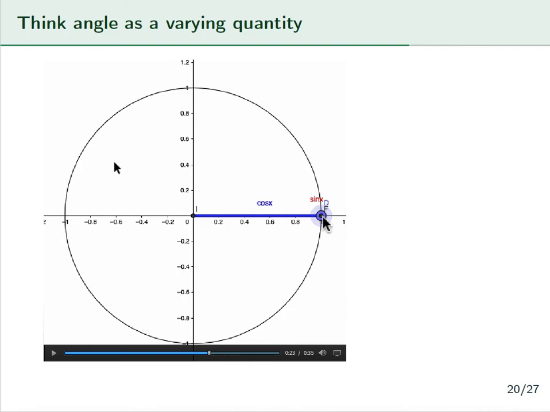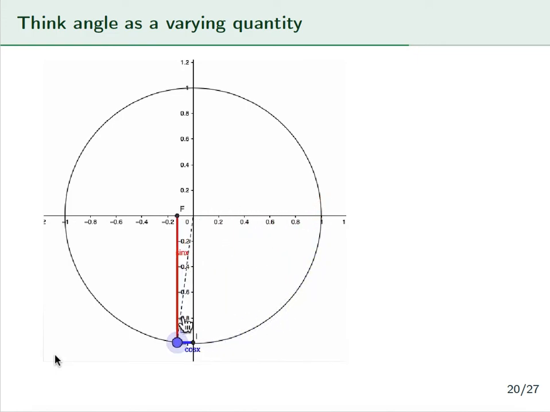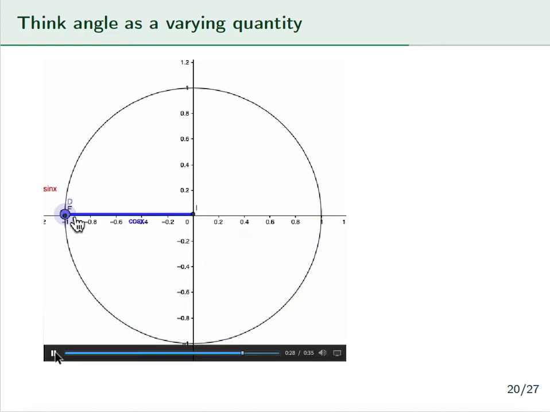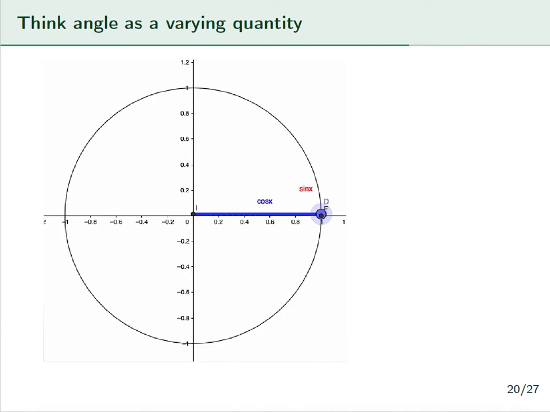So as you can see, as the angle changes, sine and cosine values also change. So angle is a varying quantity. Now we can also go in the negative direction. Now we have negative angle as input. The pattern stays the same, but we're going clockwise as negative angle. So this is the definition of sine and cosine.